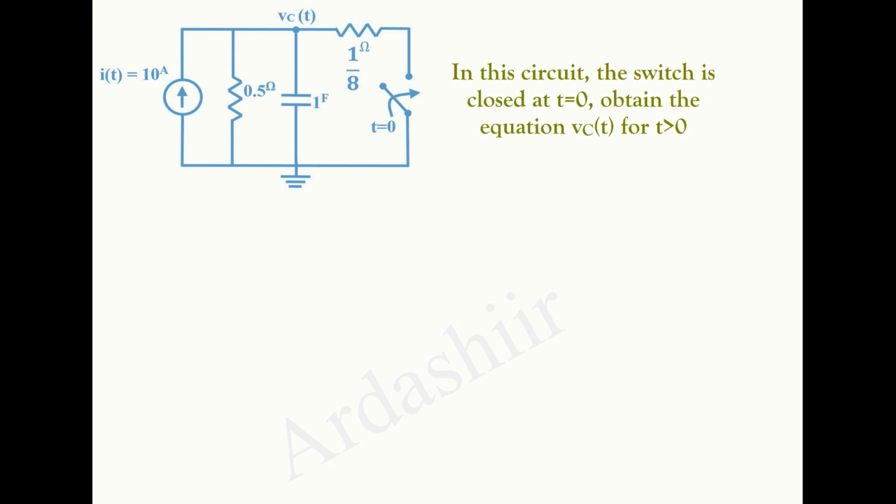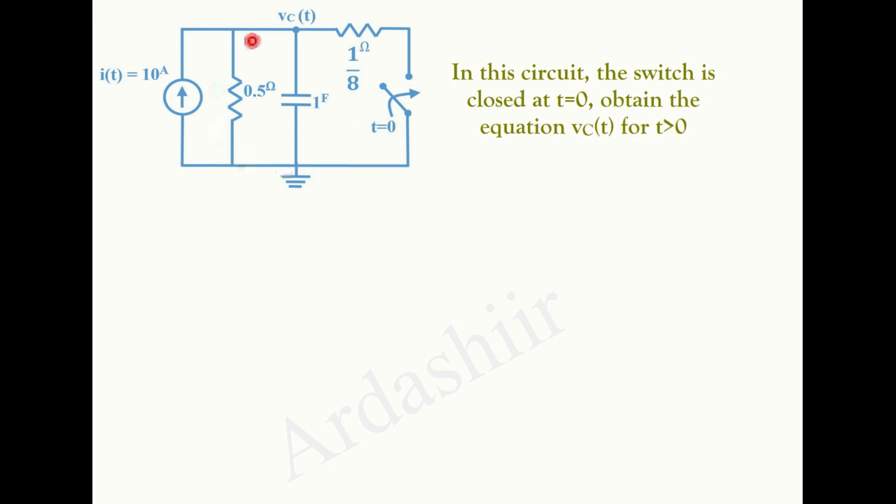The first order circuit we are about to explore. We are rolling up our sleeves today to solve some examples. So let's jump right in. In this circuit, the switch is closed at time t equals 0. Obtain the equation Vc of t for t greater than or equal to 0.